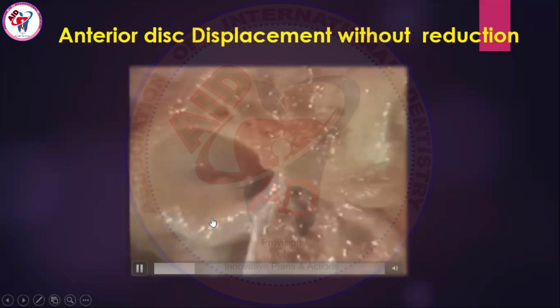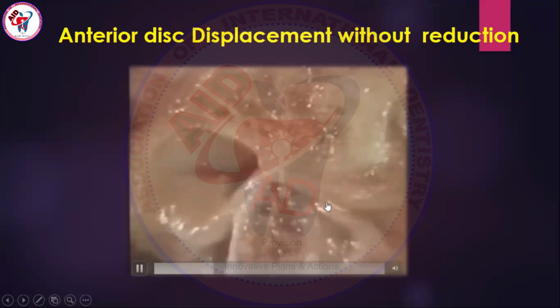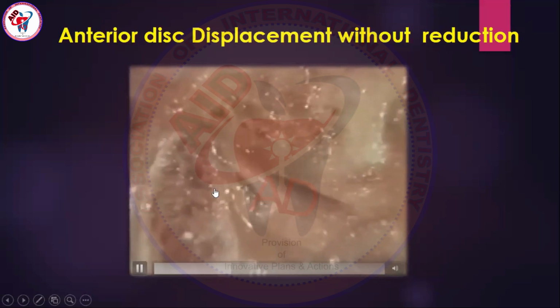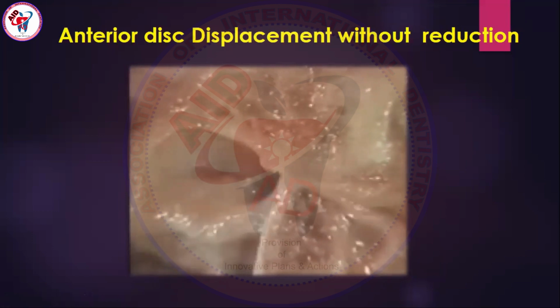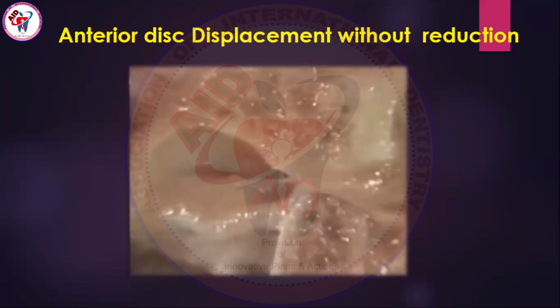This is the inferior joint space, this is the superior joint space, these are the posterior ligament, and this is the anterior placement of the condylar disc. So this is the anterior disc displacement without reduction.